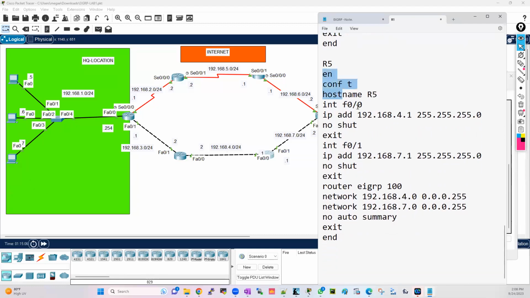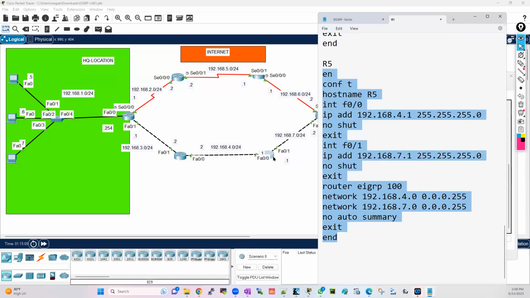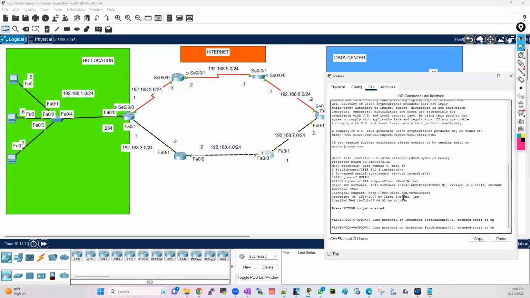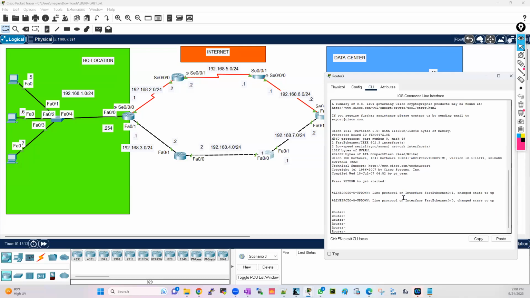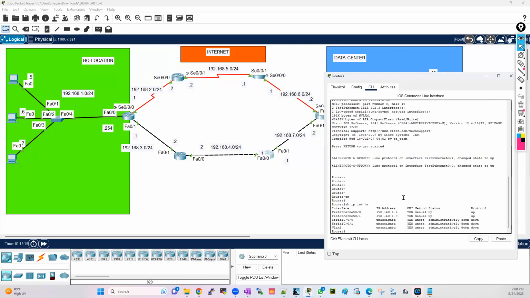So copy it. I'll go to router 5. Enable, show IP interface brief. Okay, those interfaces are configured already. Config t.